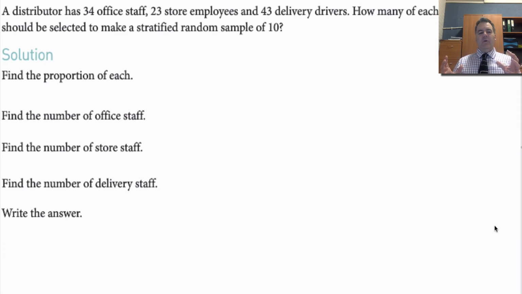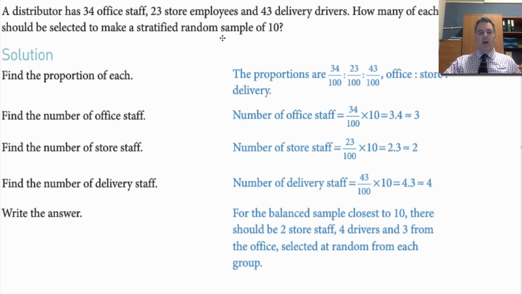Okay, let's look at this situation. A distributor has 34 office staff, 23 store employees, and 43 delivery drivers. How many of each should he be selecting to make a stratified random sample of 10? Okay, so we'd find the proportion of each of his total population. So he's got 100 people that he's employing. 34 of them are office staff, 23 and 43 are delivery drivers, okay?